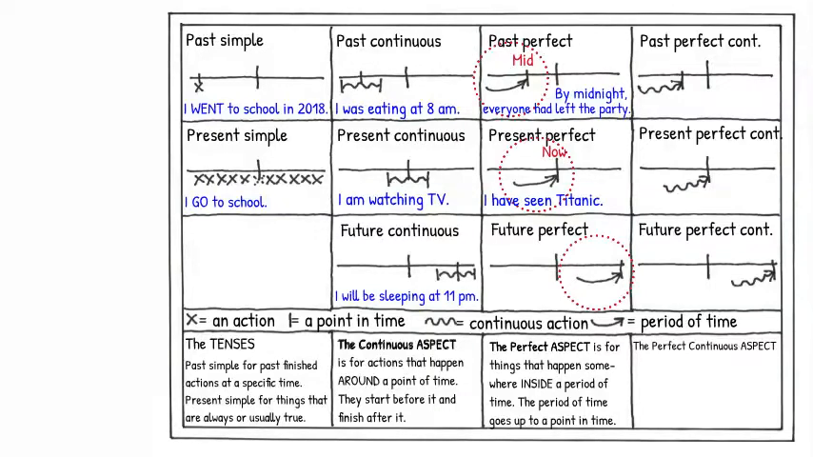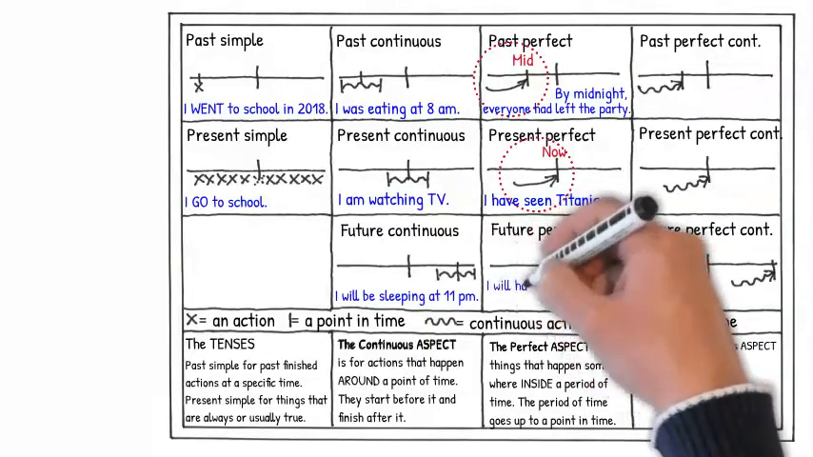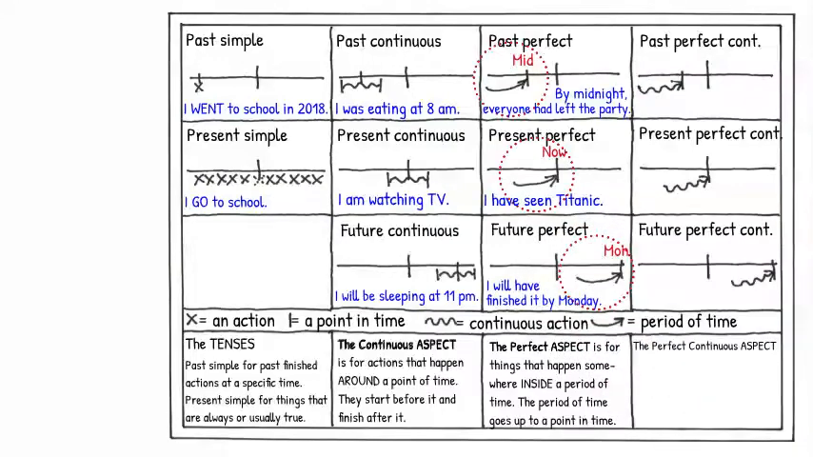It's the same with the future perfect. I will have finished it by Monday. The point in time in the future is Monday, and sometime before Monday, I will have finished it, but you don't know when. It could be Sunday morning or Sunday at midnight. Okay, that's the perfect aspect.